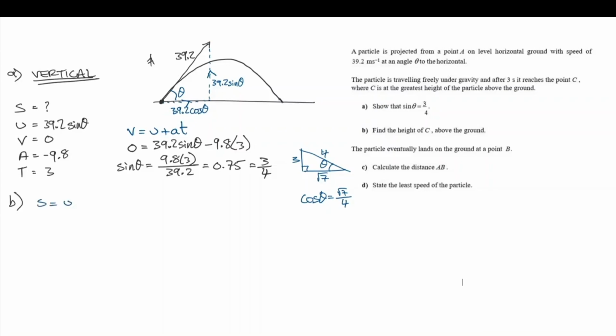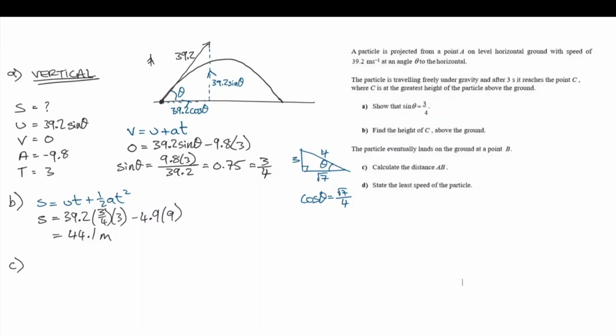In part B, we're asked to find the height of C above the ground. Well, we're using exactly the same Suvat variables. We're still talking about the same portion of the journey. Substituting in, s equals 39.2 times sine theta times a time of 3, subtract 4.9 times 9. That gets us 44.1 meters. Point C is 44.1 meters above the ground.